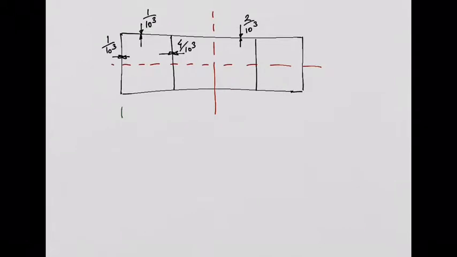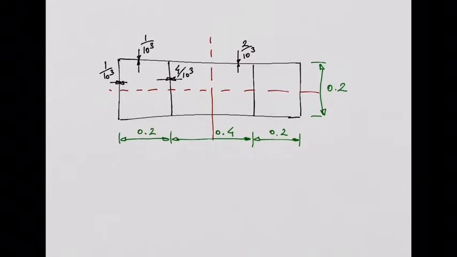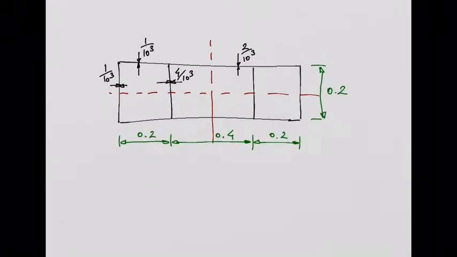You need dimensions. So from here to here, this is 0.2. From here to here is 0.4. And from here to here is 0.2 as well, from symmetry as well, right? And then you need this dimension here, which is 0.2. Okay? And then you have this torque applied on this cross section, which is equal to 10⁴ Newton meters.